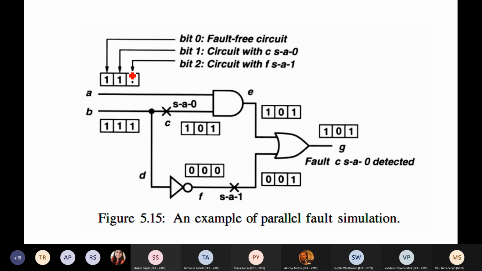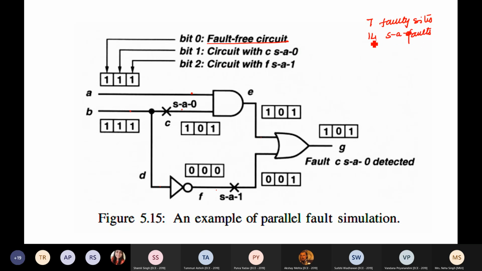3-bit word है. So the length of the word is 3, out of which the first bit, it is bit 0, which is representing the fault free circuit. The second bit represents one of the fault. यहाँ पे मेरे सर्किट में कितने fault sites हैं total? 1, 2, 3, 4, 5, 6, 7. So total I have 7 faulty sites, and maximally I can have 14 stuck at faults.